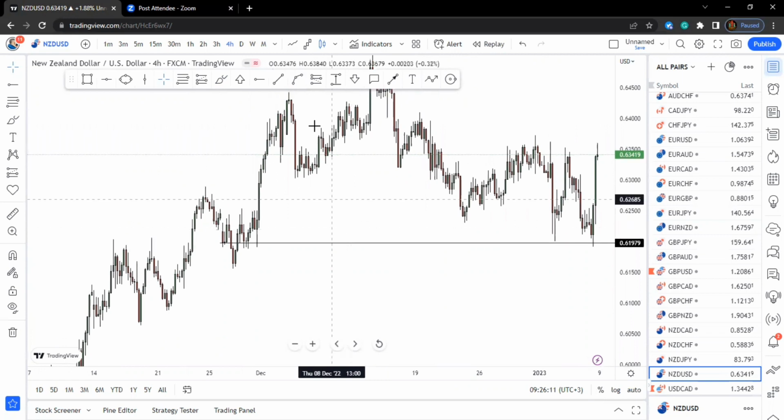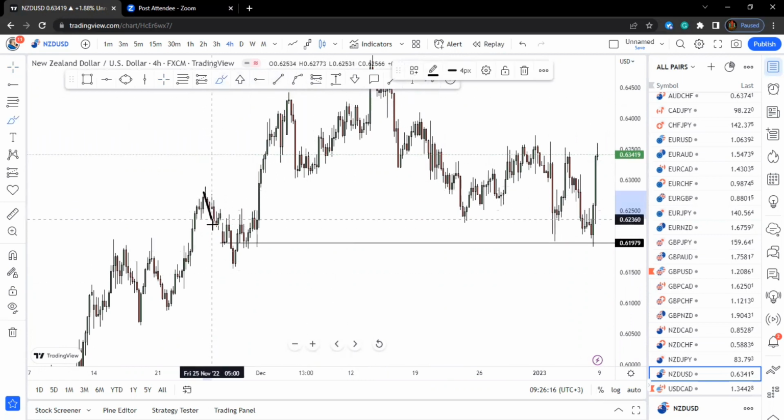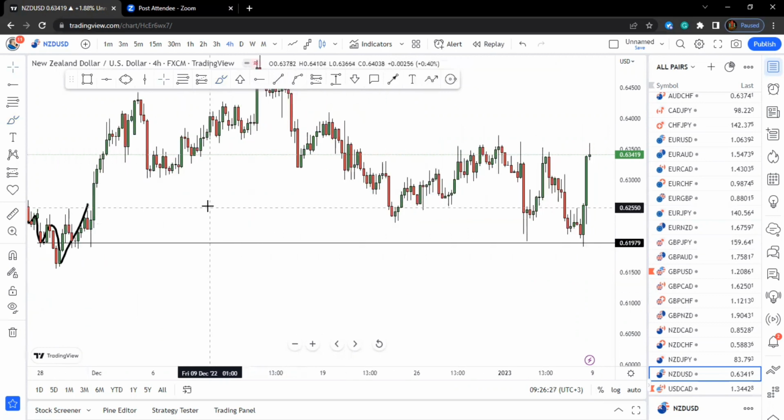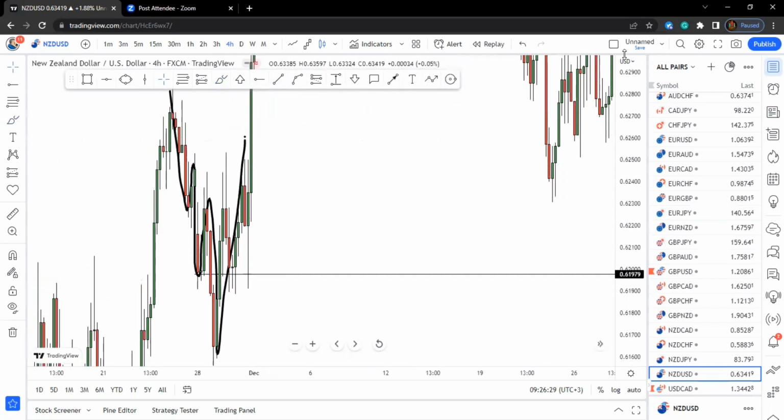Ni kwamba when the market was trending down from here to here, market was creating lower low, lower high, lower low, lower high, lower low. Then we had this break of structure over here. So watu wataniuliza kwamba market imebreak vipi? Then let me show you.